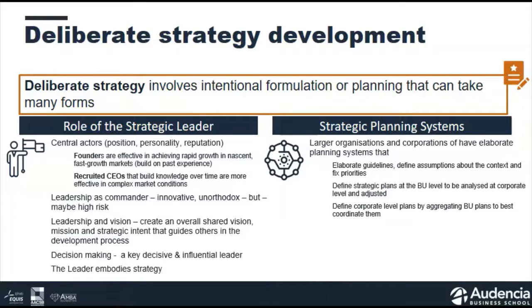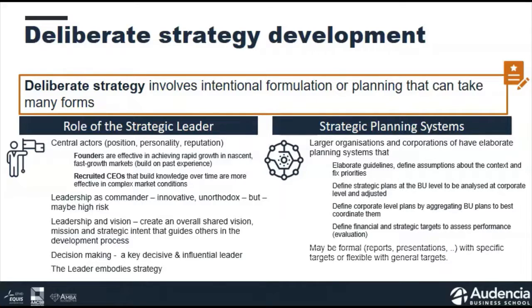We aggregate the BU business plans. We try to coordinate them. We try to make sure they're all aligned. And then we fix our corporate strategy. And we can also then define financial and strategic targets with which we can assess, well, is the strategy moving forward, or are we on target, etc. So these systems will do that.